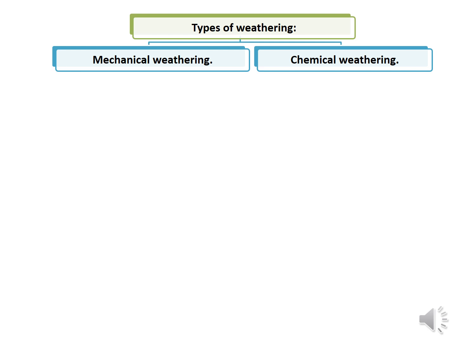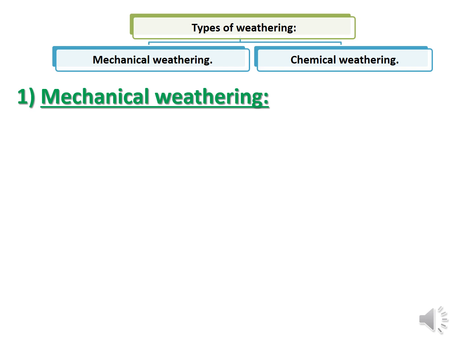Let's start with weathering. Weathering has 2 types: mechanical weathering and chemical weathering. But what is the difference between them? The main difference is that in mechanical weathering, rocks break down into smaller pieces but they do not change in their structure. While in chemical weathering, rocks break down into smaller pieces, but they change in their structure.